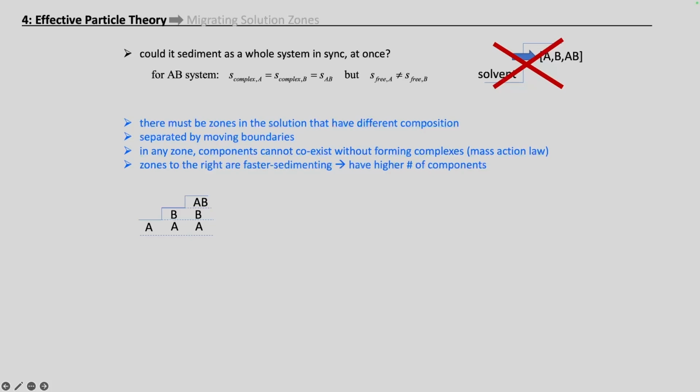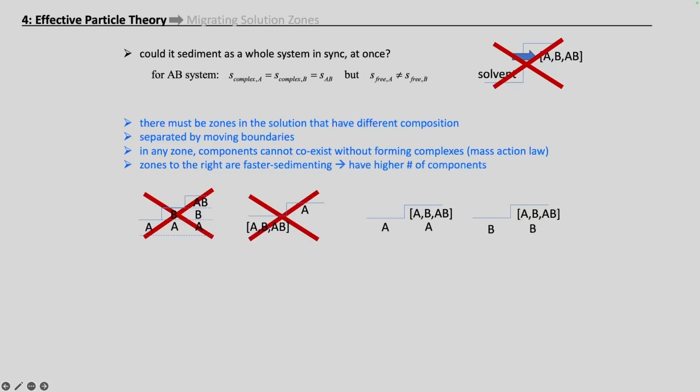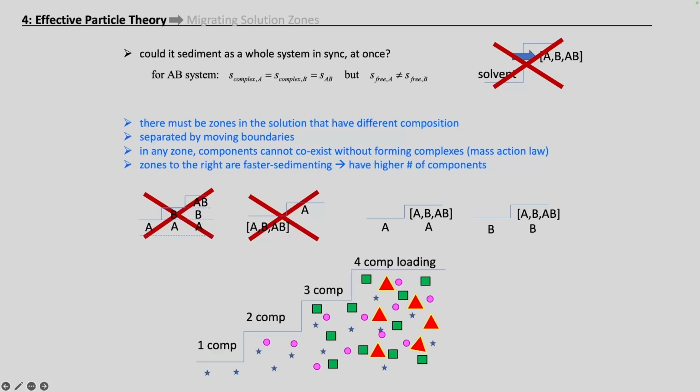No, since they couldn't coexist without forming complexes here. Similarly, such a configuration wouldn't work because this mixture would sediment faster than the one to the right. But this one would definitely work, as would that. Now, this argument can be generalized, and we can conclude that if we had, for example, an n-component interaction, there would be at most n zones, the fastest one with a loading mixture, trailed by zones with consecutively smaller number of components and lower speed.